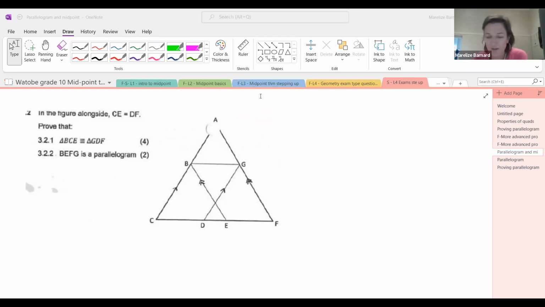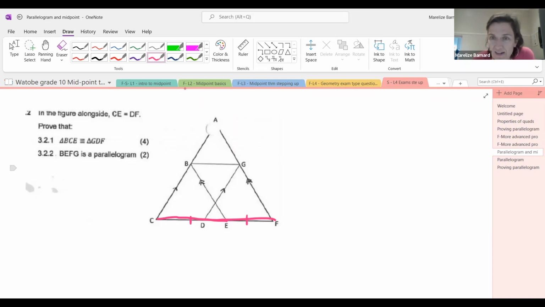Okay, let's see. Emmanuel, you say that BE is equal to GF. That's given. BE, GF. Be careful, that is not given. The only thing that's given is CE equal to DF. Okay, so this side and this side. Okay, but we do have all these parallel lines here.